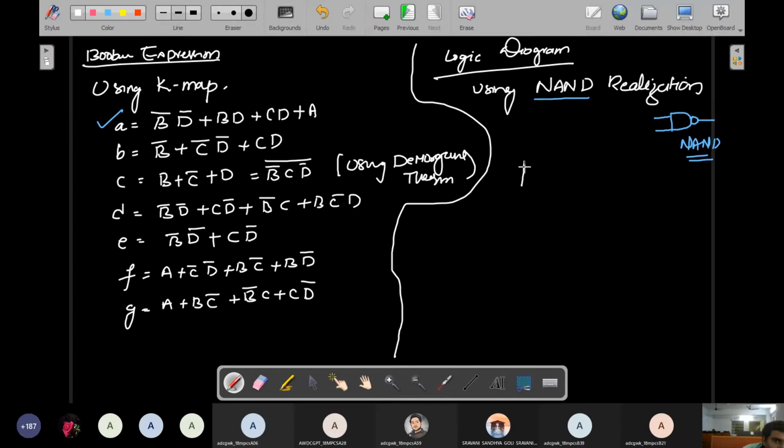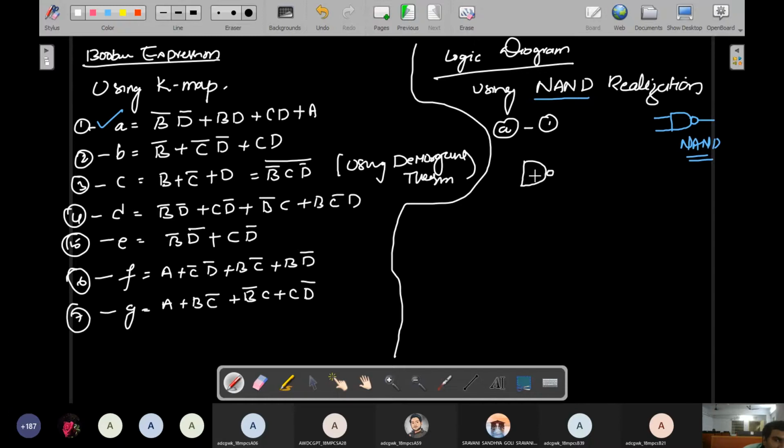First of all, I am using 3 NAND gates. This is the first NAND gate, for the A output. This is the first equation, second equation, third equation, fourth equation, fifth equation, sixth equation, and seventh equation. For these 7 equations, I draw each output individually. This is the first NAND gate with 2 terminals, the second NAND gate with 2 terminals, the third NAND gate with 2 terminals, and the fourth NAND gate.